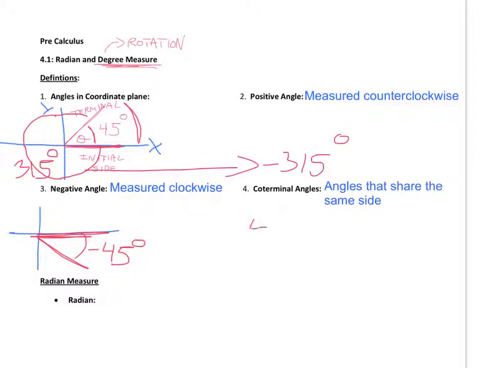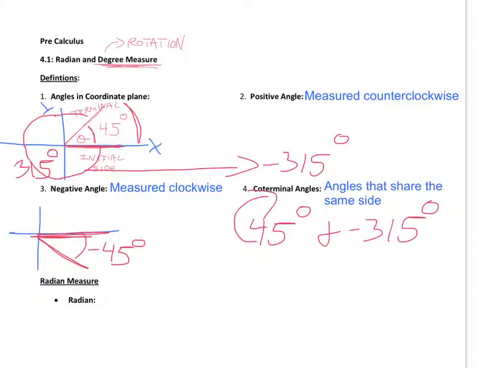So I could say 45 degrees and negative 315 degrees. These are coterminal. They have everything the same: same initial side, same terminal side, but one was measured in a positive direction, the other in a negative direction.